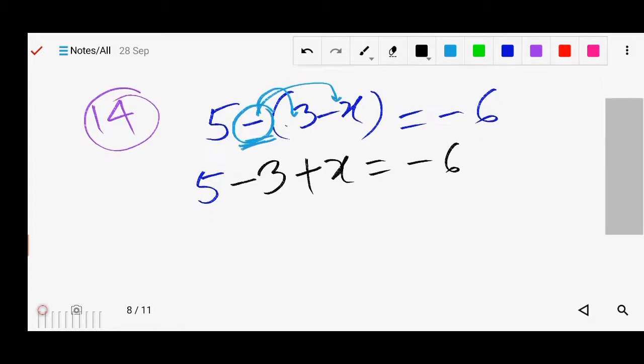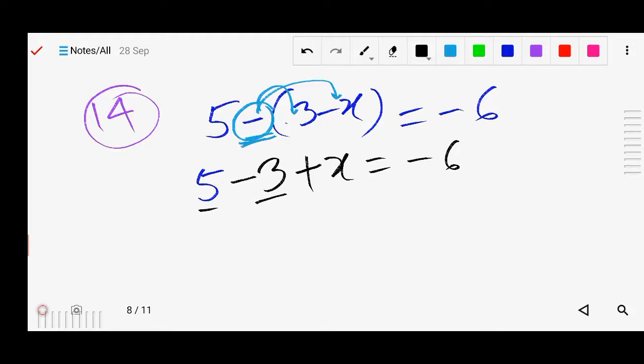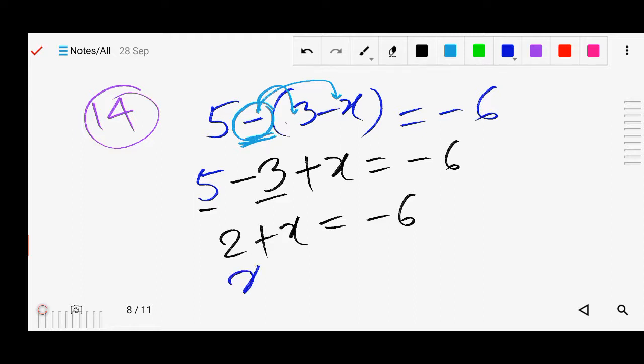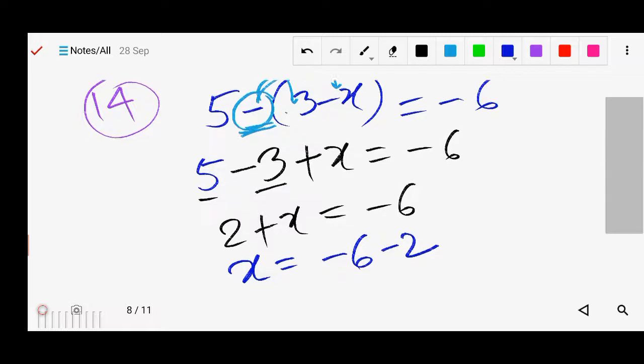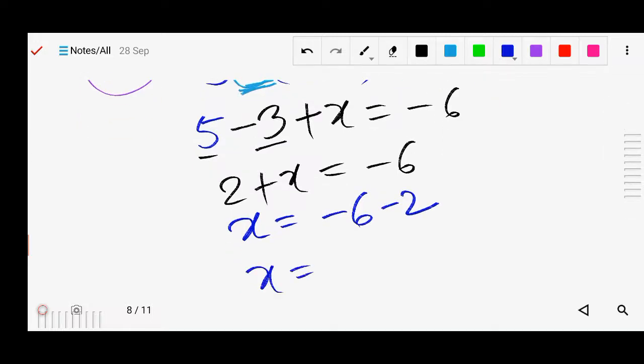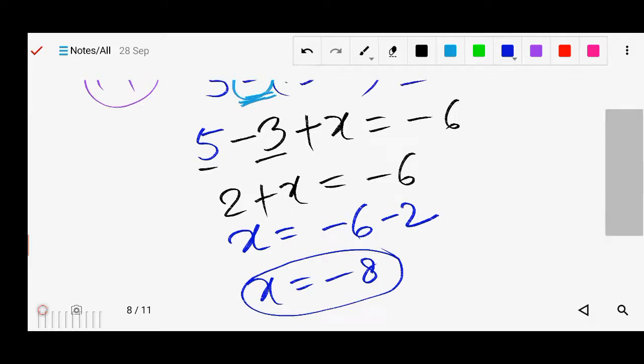Now same type of terms, here we can subtract 5 minus 3, that is 2. 2 plus x equals minus 6. Now you can write simply x; this 2 will shift to that side, so it will be minus 2. So x equals minus 6 minus 2, that is minus 8. The value of x is minus 8.